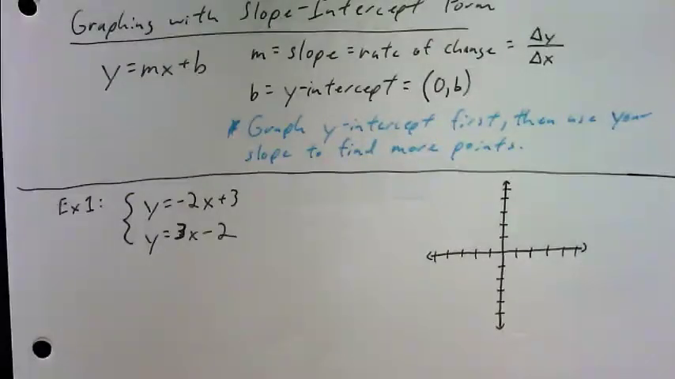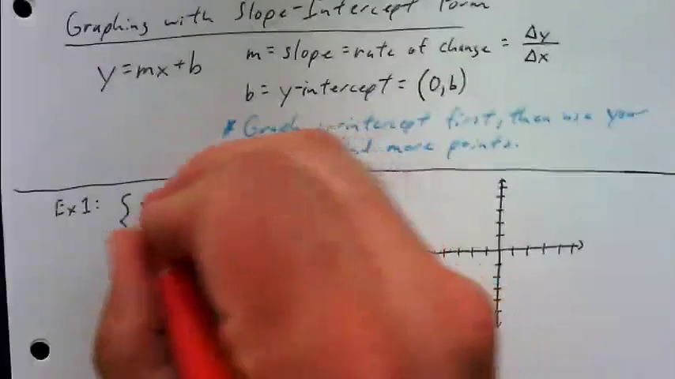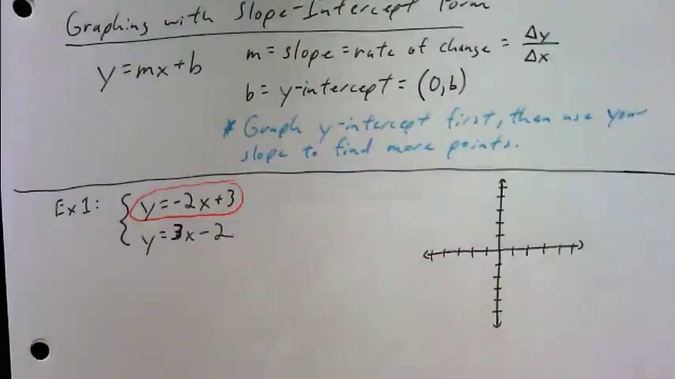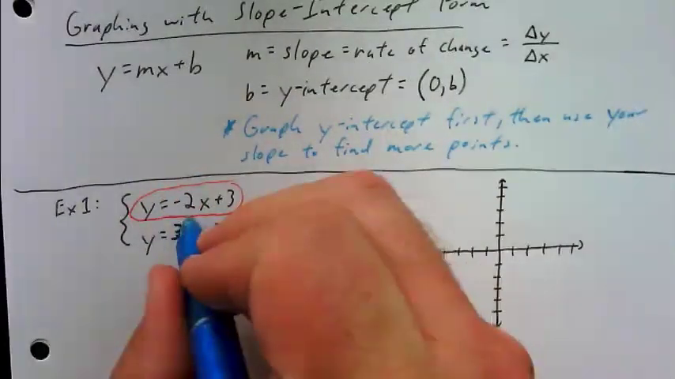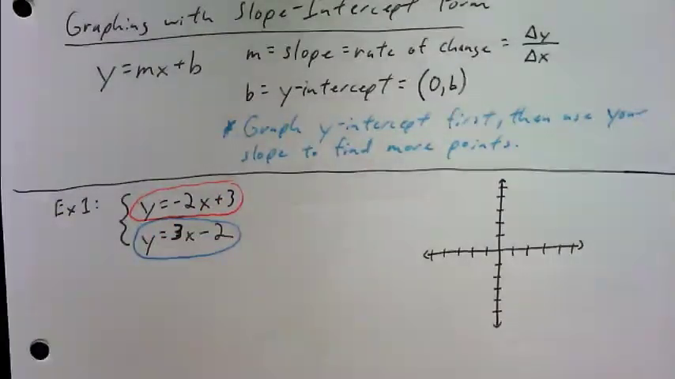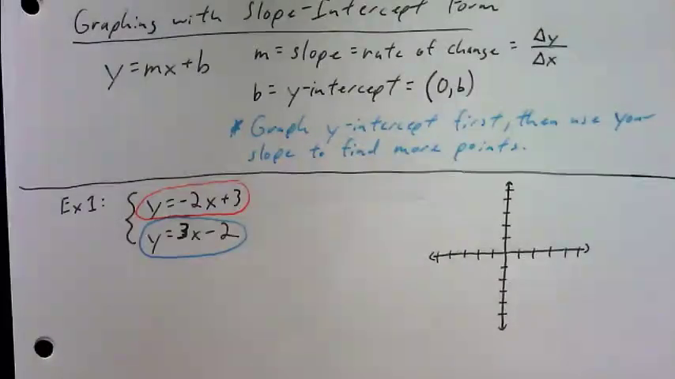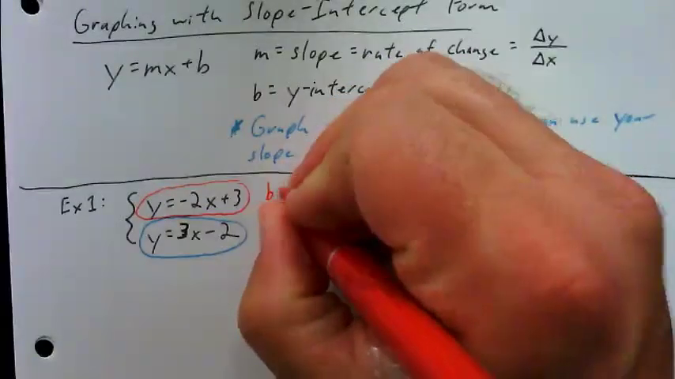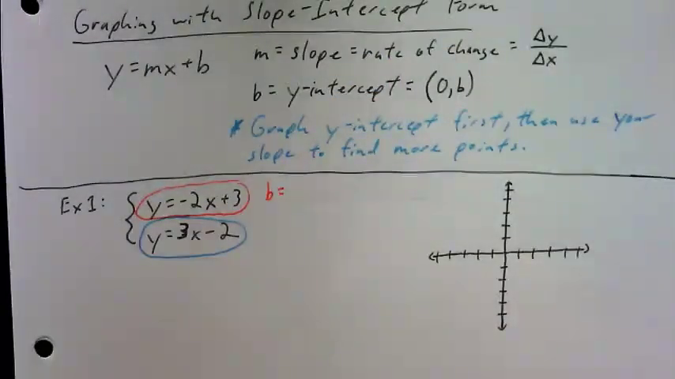So, let's graph these two equations. So, I'm going to graph the first equation in red. I like color coding. And I'm going to graph the second equation in blue. All right. So, for the first one, we have to identify a couple of important things. Again, we always start with the starting point, our b value. So, where is b in this first equation?